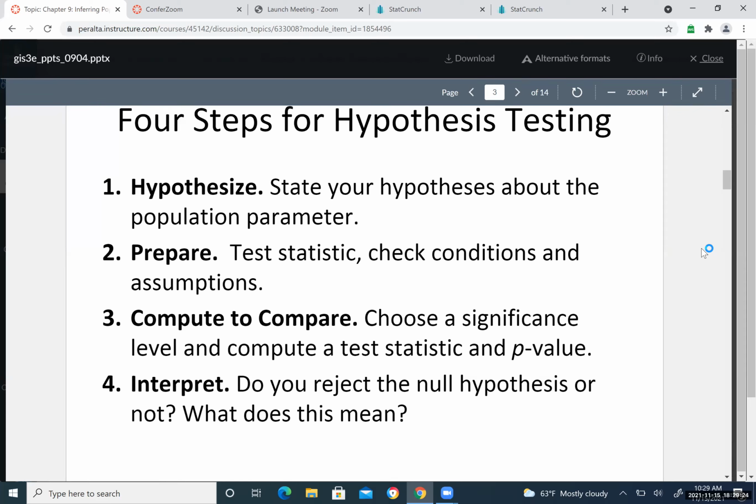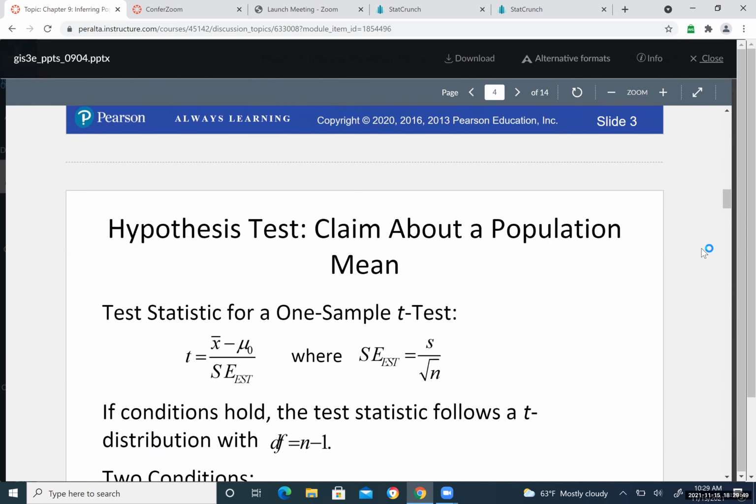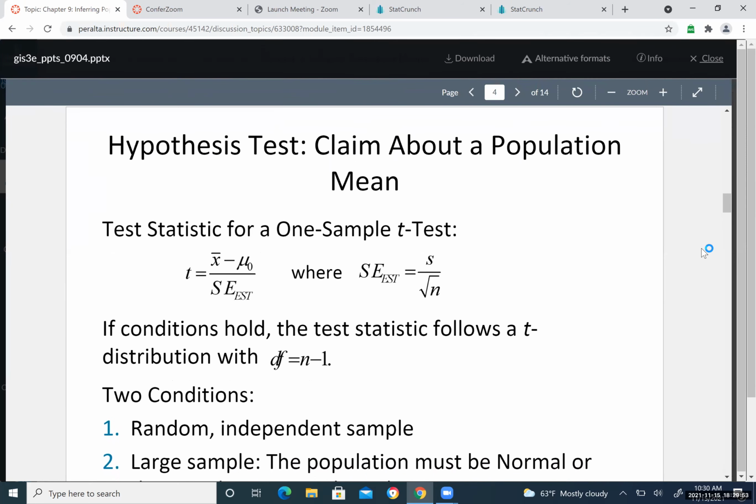Lastly, we interpret that. What does it mean? After you find a p-value, you check if it's smaller or bigger than the significance level alpha. Then we have to draw a conclusion and interpret that, whether we reject the null hypothesis or not, okay? So that's the process. And you will see throughout all of this, step by step, it makes things easier for us.